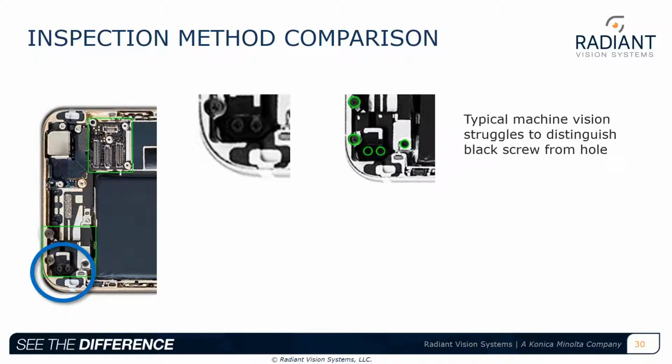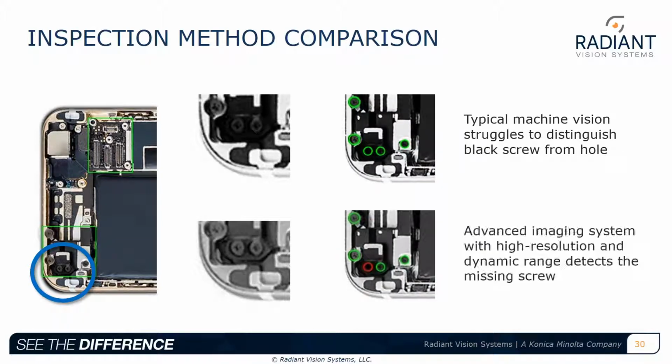This example illustrates the difference in inspection performance between a standard machine vision system and the performance of the INSPECT.assembly's integrated imaging system from Radiant. While the typical machine vision system lacks the imaging capability to discern something like a black screw from a black surface, the advanced imaging system in the INSPECT.assembly correctly detects one missing screw using its combination of resolution and dynamic range.